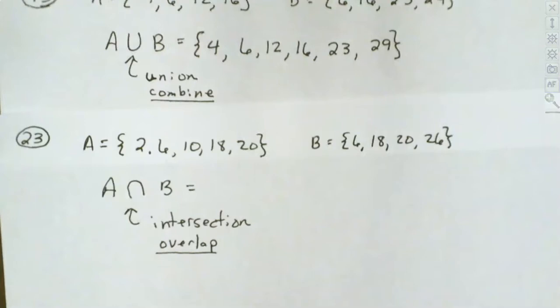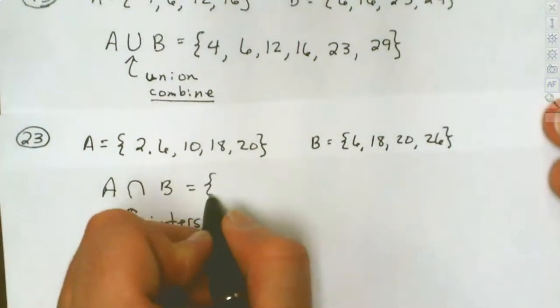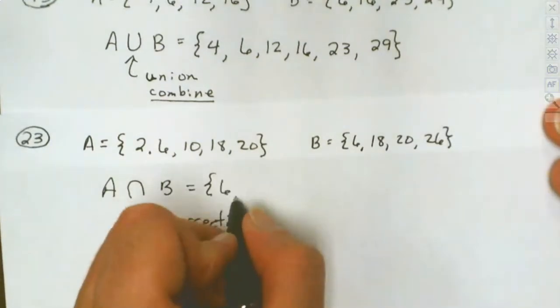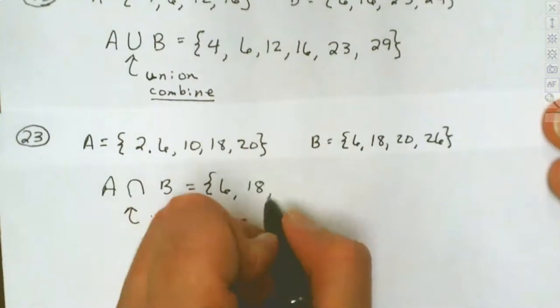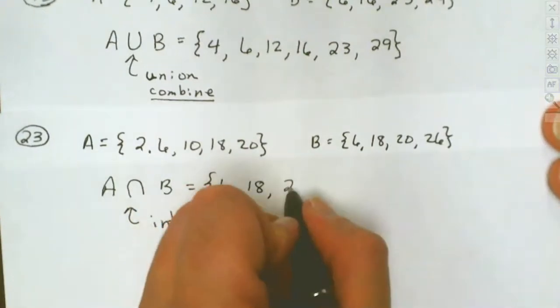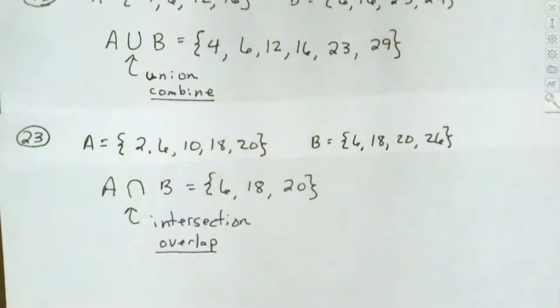Think of a union as a marriage. Okay, everything goes together. An upside down U is an intersection. So that's where streets cross. Okay, it's what they have in common. So we're looking at where they overlap. And what numbers overlap in both? What do they have in common in both? Well, they both have a 6, they both have an 18, and they both have a 20. And that would be your answer. So that's it. You're looking for where they overlap.